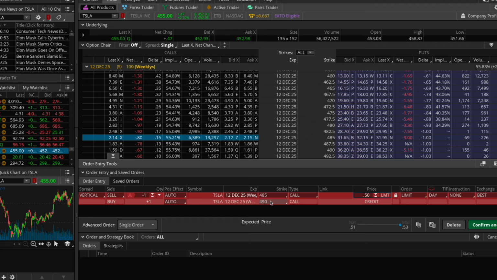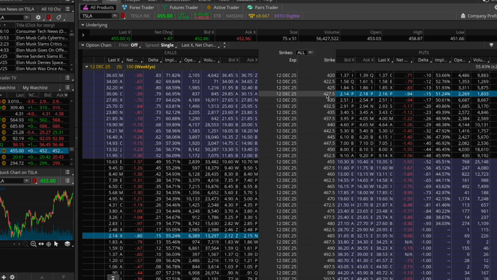Me personally, I wouldn't sell a call credit spread on Tesla because I think Tesla is a very good stock and a very good underlying, and I believe in the price appreciation of Tesla. So if I was to make this trade, I would only trade a put credit spread. You can also trade both sides. So let me show you an example of that.